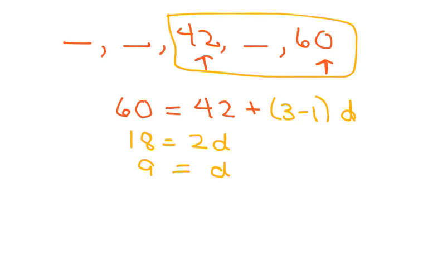Let's see if that works. So add 9 to this, you get 51, and you have basically your fourth term here. Now, to get these 2 terms here, I'm just going to subtract 9. So when you subtract 9, you're going to get 33, and you're going to get 24. So that's how you can work those. Okay? Now the next section.